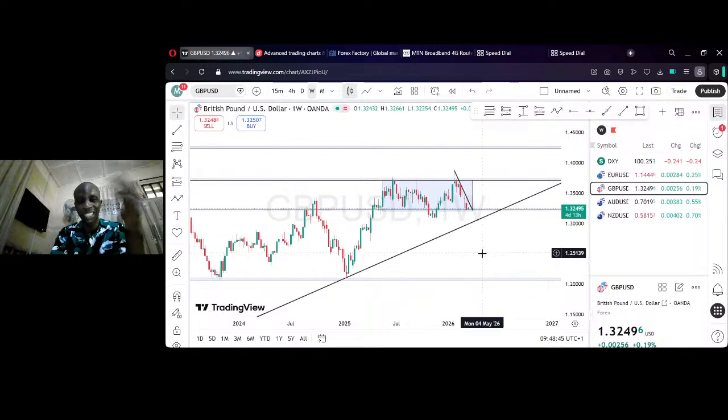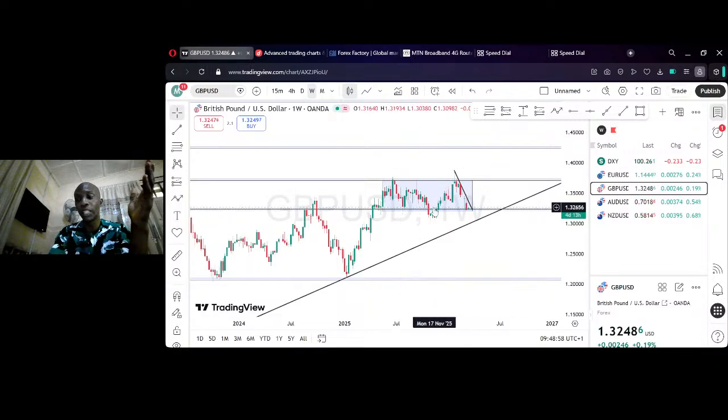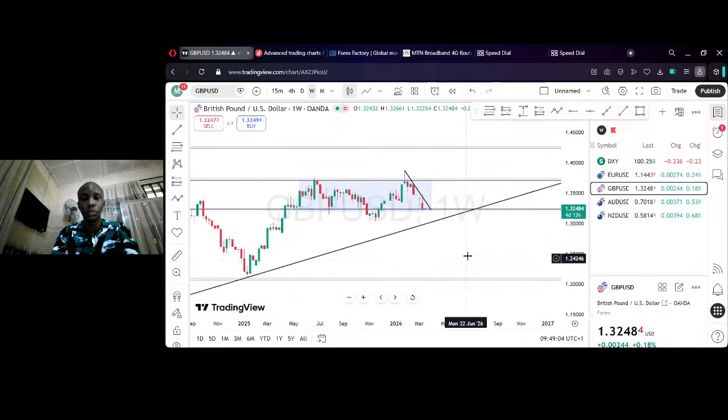But based on the trend, I want to see the trend bullish. We have a high, we have a low, we have a high, we have a low. Price was just playing up and down between the resistance level and the support level right here, just going up and down in a range.